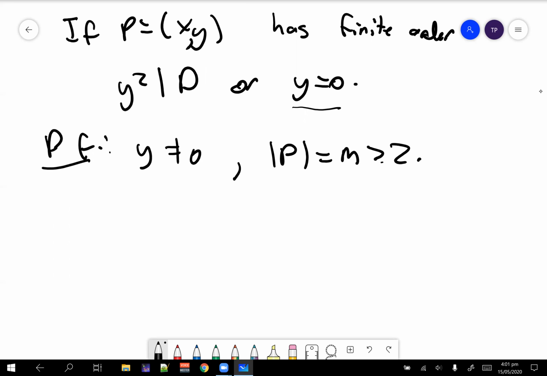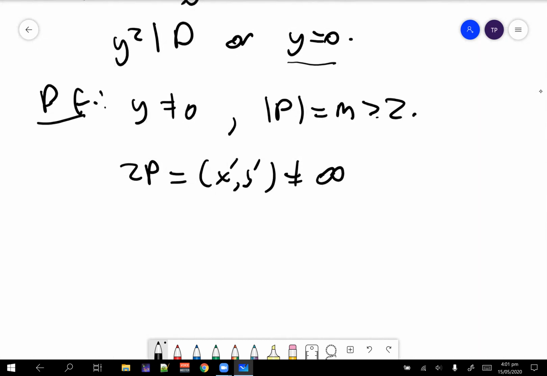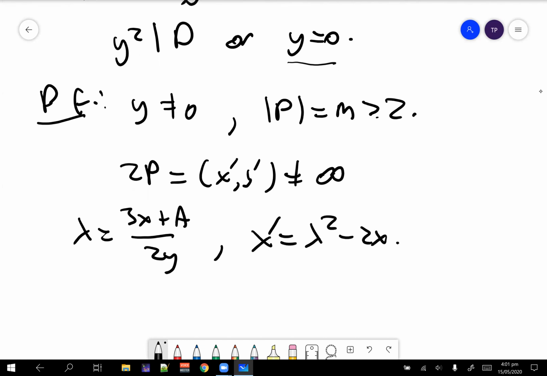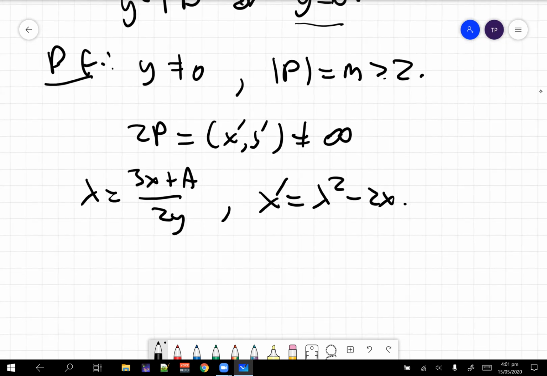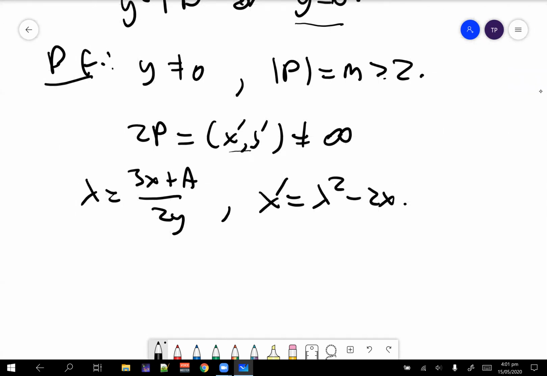And then we can also write 2P to be some (x', y'), and this is not the identity by assumption. Then 2P also has finite order, and it also has integer coordinates by our previous theorem. Recalling the addition formulas, lambda is (3x² + a) over 2y, and x' equals lambda squared minus 2x. Because x and y are integers, so are x' and y'. And a is also an integer.